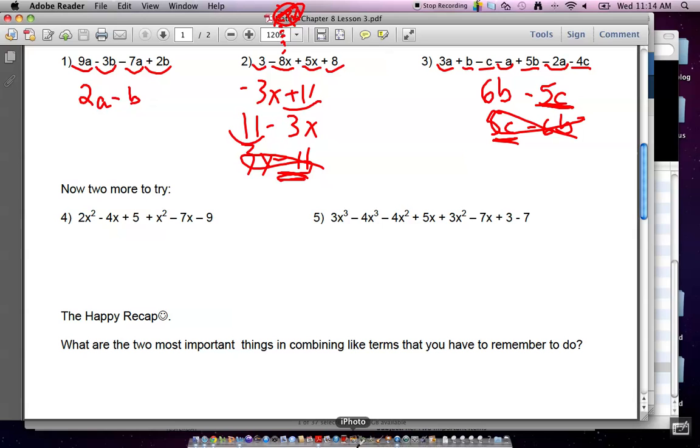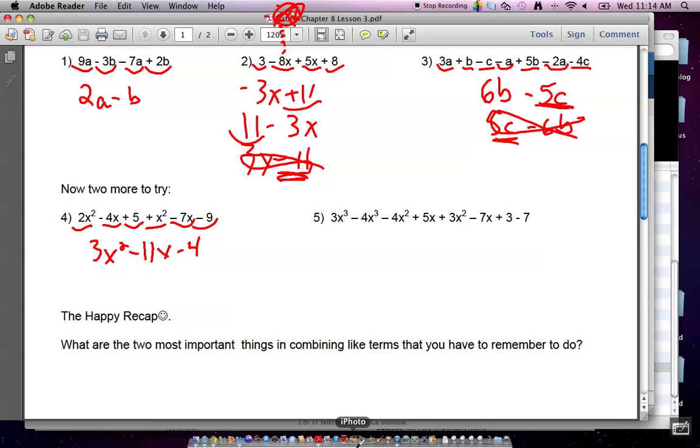All right, so now we get to the last two, and it's the same exact theory. The only difference is now we're throwing some exponents into the ring. All right? So if I have 2x squareds and a positive x squared, what do I have? 3x squareds. Good. I have negative 4x and negative 7x, and that is? Negative 11x. And positive 5 and negative 9.